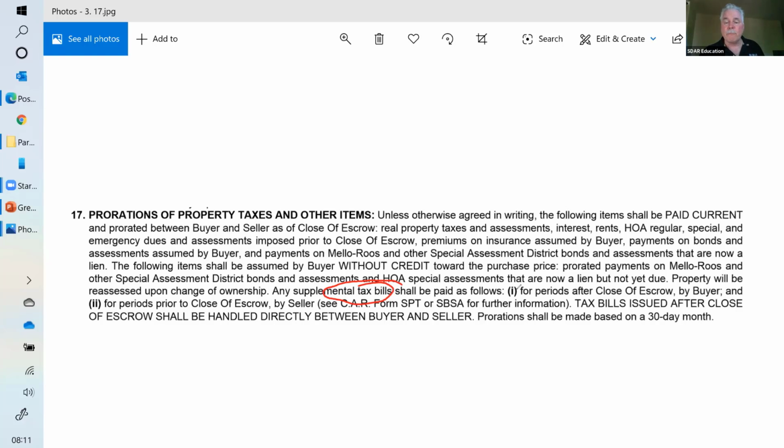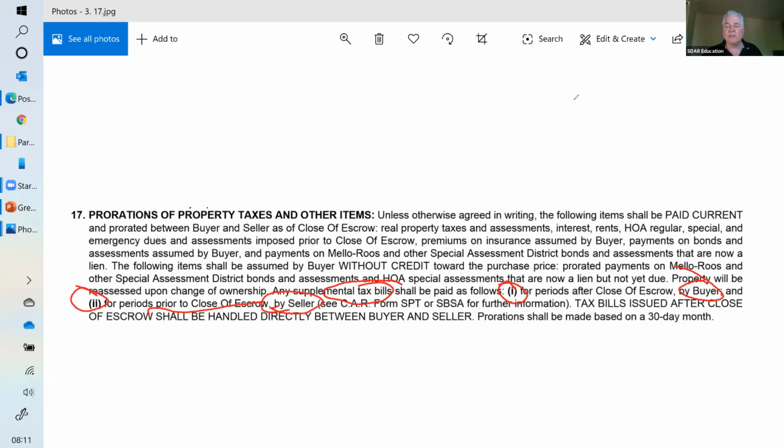So for periods after close of escrow. Now, why do they say that? Because you know what? You're doing a transaction, the seller's a flipper, or the seller bought it only recently and they did not pay their supplemental tax bill. We want to make sure that the seller takes care of that. The seller pays that supplemental tax bill. Again, that's going to be your escrow, your title company. That's why you like to use your own services, because you know what kind of quality you're getting. But periods after closing are going to be picked up by the buyer. Periods before closing, we want the seller to do that. And 2, for periods prior to close of escrow by the seller.